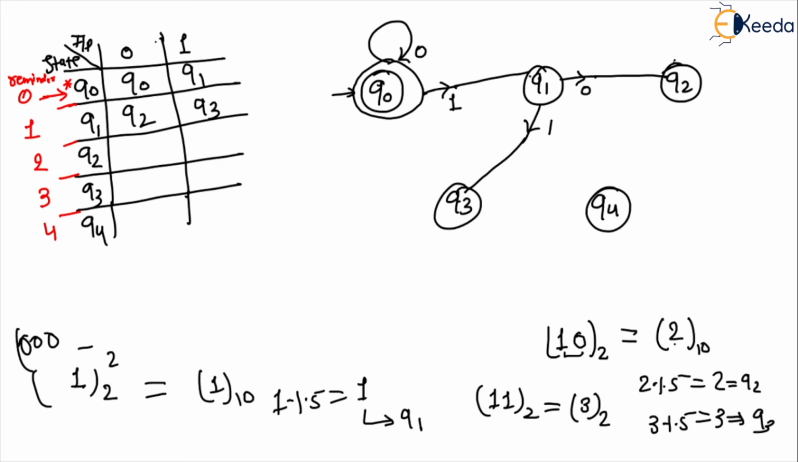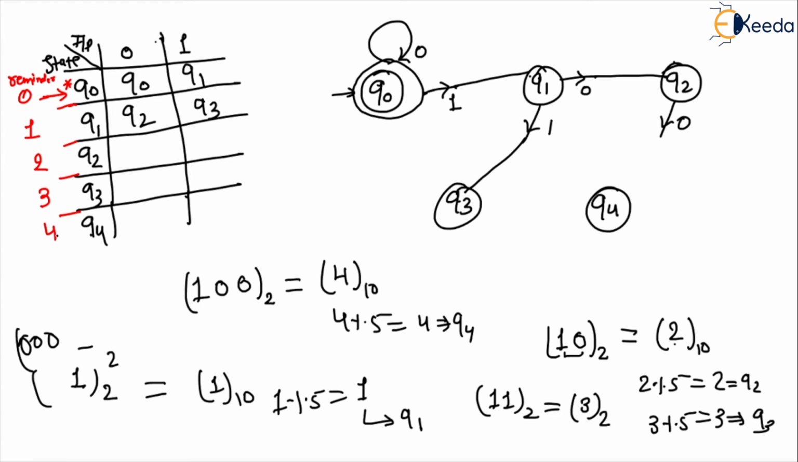Now on state Q2, when you apply 0, what is the string to reach Q2? That is 1 0. On 1 0 you reach Q2, and when you apply 0 it becomes 1 0 0 in binary. When you convert, 100 is 4 in decimal. So 4 mod 5 is 4, which means it is the Q4 state, because 4 is the remainder of Q4. That's why it goes to Q4.